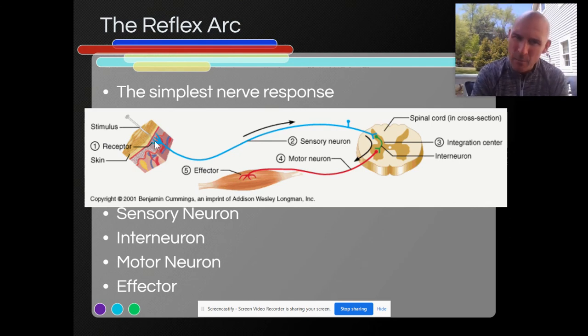That information is relayed in with a sensory neuron. It comes into your spinal cord. This isn't your brain, this is just your spinal cord. Once it comes into your spinal cord, it gets integrated into what's known as an interneuron. Interneurons are just connective neurons. You can see it in green right here. And when that happens, the signal is going to be split.